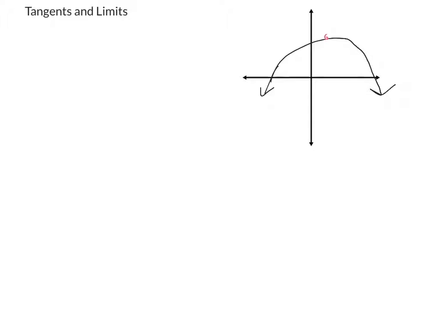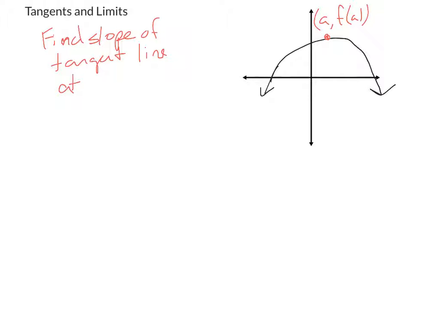And so let's say we want to find the slope of the tangent line at this point I drew, and I'll name it a comma, and I know since it's a function I can just input that and get f of a, whatever it is. So that'll be my ordered pair, a comma f of a. And so we're finding the slope of our tangent line at the point a, or where x is equal to a.